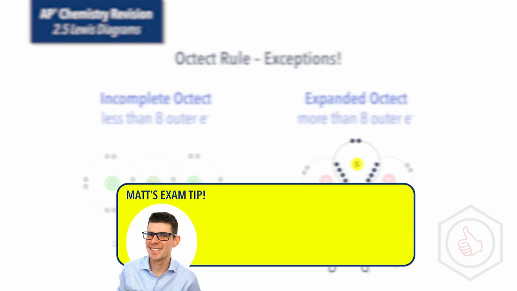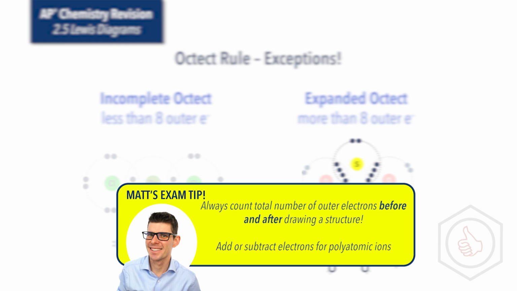Exam tip here: always remember to count your total electrons before and after drawing your structure. You'd be amazed how many marks are lost every year because students forget to do this step and don't realize they've made a mistake. And remember, for polyatomic ions, add or subtract the correct number of electrons to compensate for the charge of the ion.